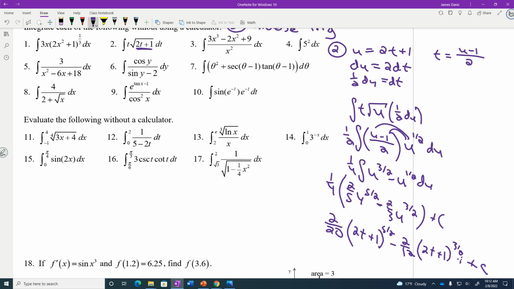So with something like that, you could obviously reduce that to 1/10. And if you needed to write this in root form, it'd be 1/10. Top is the power, bottom is the root. So square root of 2t plus 1 fifth minus 1/6 square root of 2t plus 1 third.